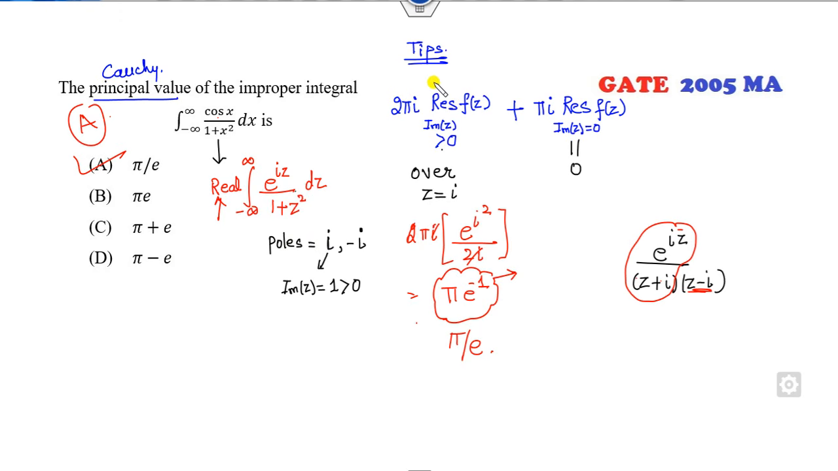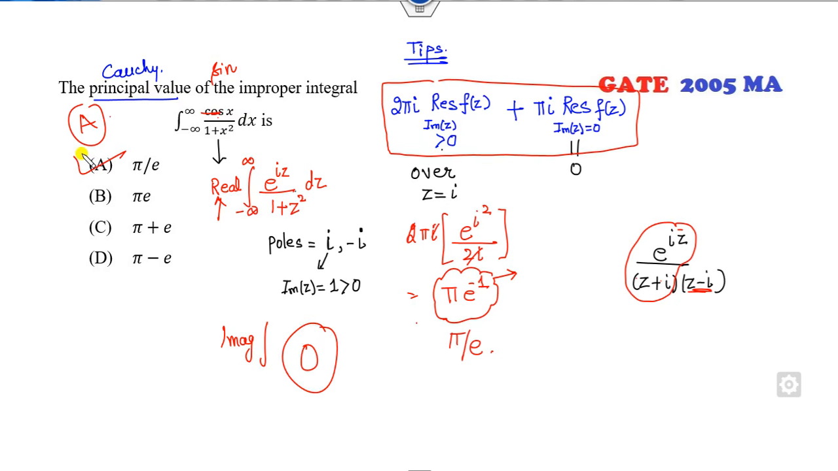Remember, this is the simplest way you can solve any Cauchy principal value problem of integration. Make sure you check whether it's a cosine, which gives the real part. If instead it is a sine, we find the imaginary component. Then the imaginary component is 0, so 0 will be the right answer.